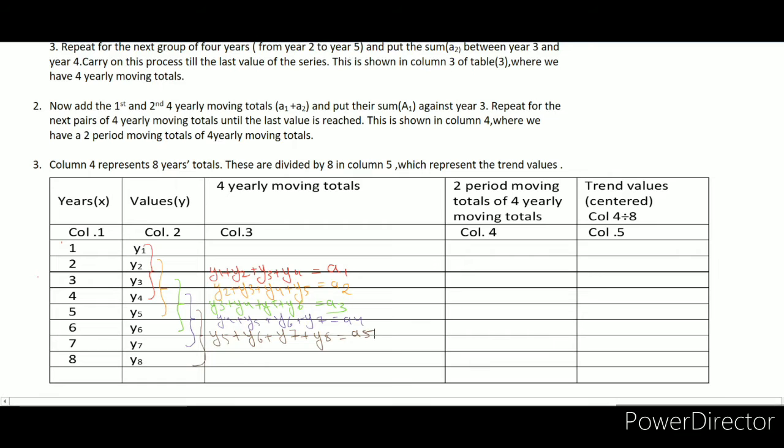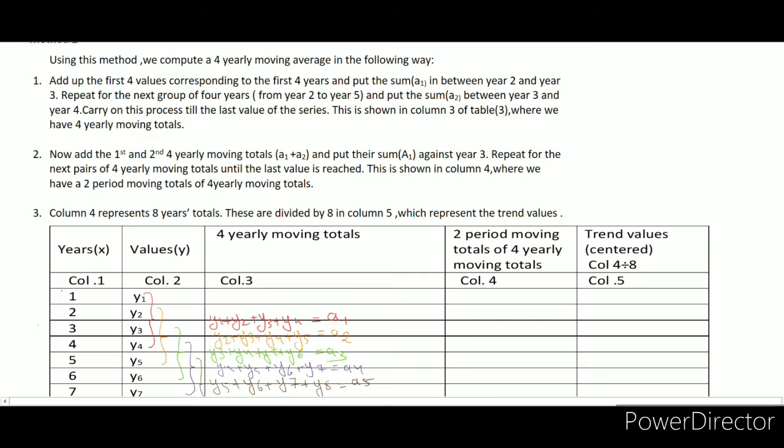Now the next step is to add a pair of 4 yearly moving totals, and now we can center. So this is the stage of centering. If you look at step 2, you add the first and second 4 yearly moving totals and put the sum against year 3. So now we're adding the first and the second yearly moving total, so A1 plus A2.